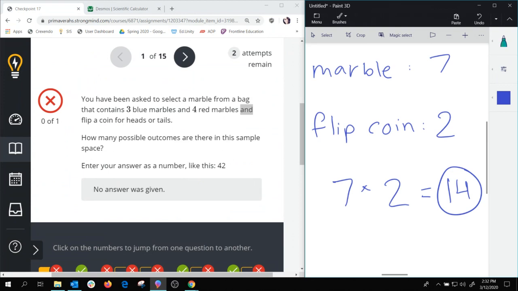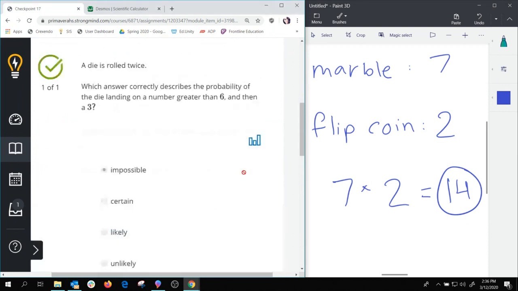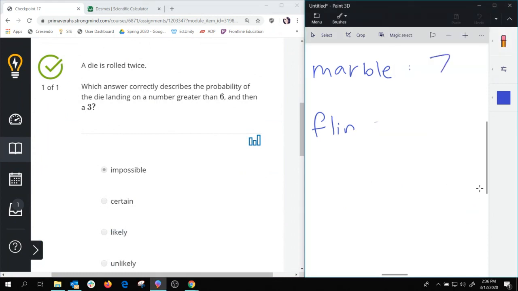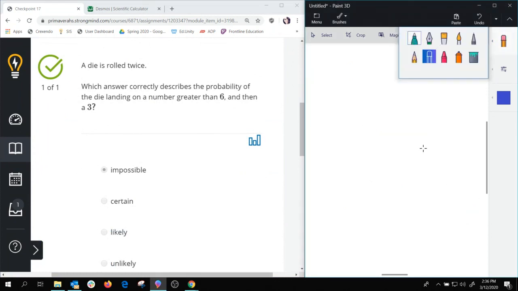Yes, question. Okay, so do you have questions on how I got 14, or are we okay? All right. So next one, for this problem, you got this one correct. Do you want me to go over how we get to this one, or are you okay?